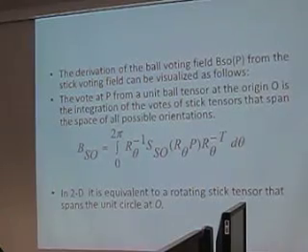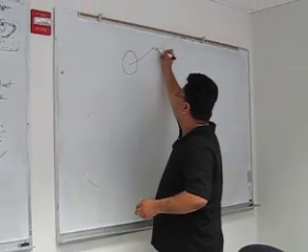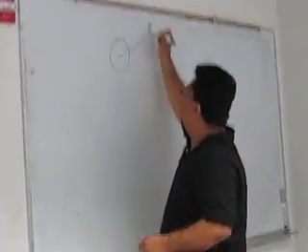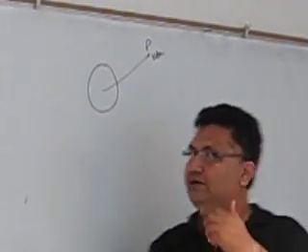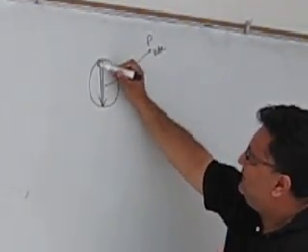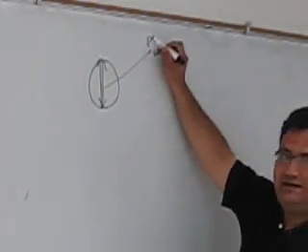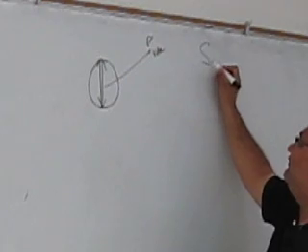A brief idea of how the vote works. Suppose this is a ball and we have to send a vote here. This is the receiver at point B. We already know that if this is a stick tensor, we can vote here, and the formula is in the form of S S transpose.